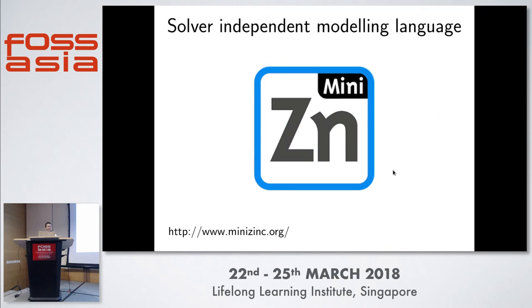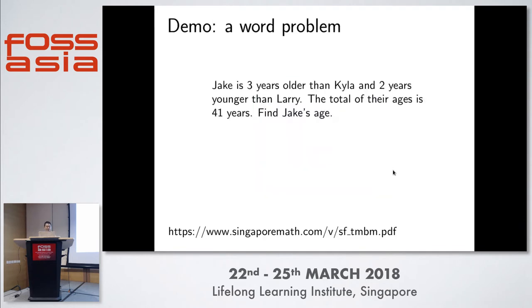And herein comes the gist of the talk, which is about this particular modeling language called MiniZinc. MiniZinc is a solver agnostic modeling language. So it doesn't dictate what solver you need to use. It actually supports all of the solvers on the previous slide. So here comes the difficult part. I'm going to do a demo, a number of demos. The first demo is something that you might find in the Singapore mathematics syllabus in primary school. This is called a word problem.